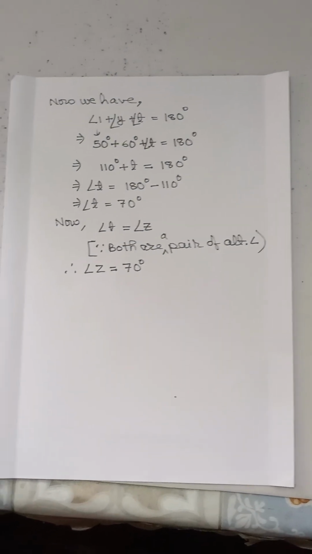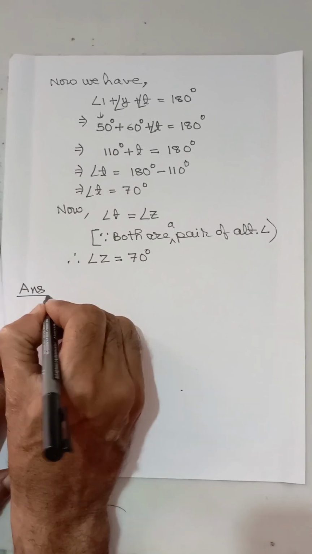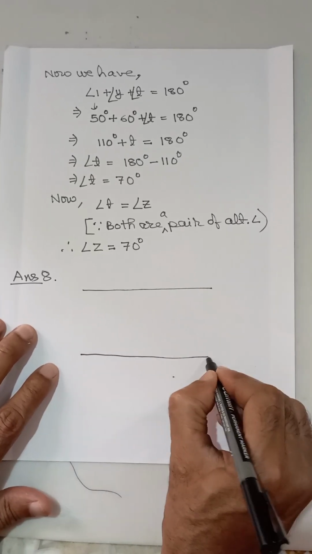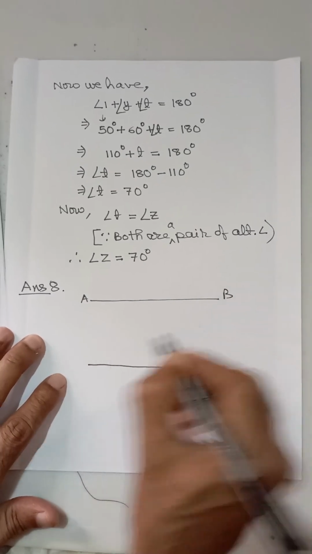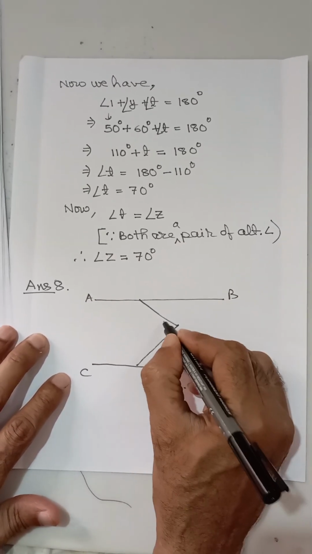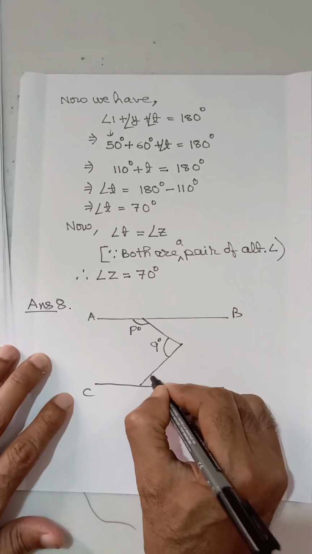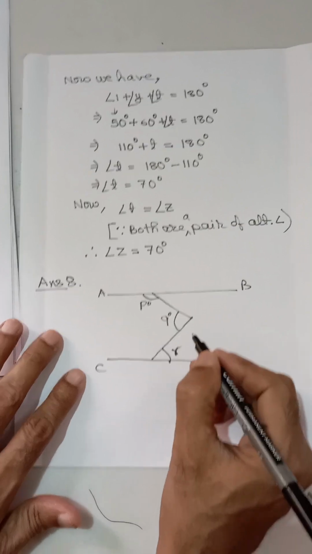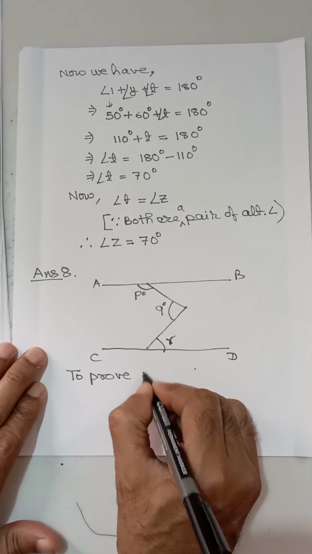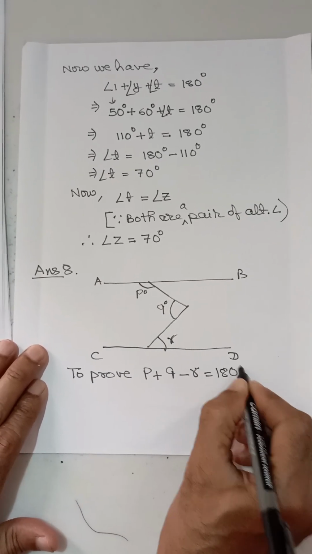Now we'll come to question number 8. So answer 8. These are the two parallel lines AB and CD. Now here is angle Q, here is angle P, here is angle R. What to prove? To prove P plus Q minus R is equal to 180 degree.